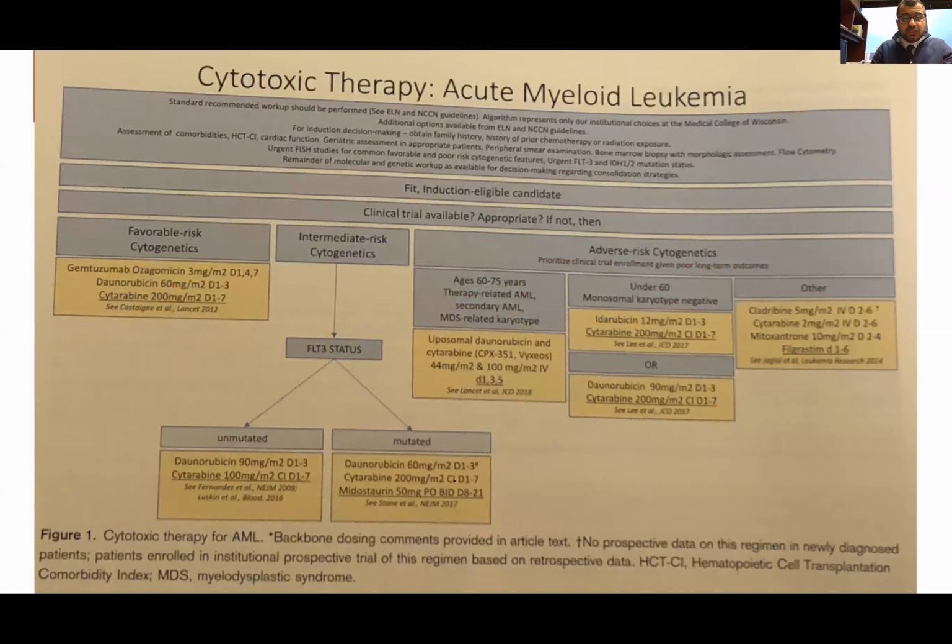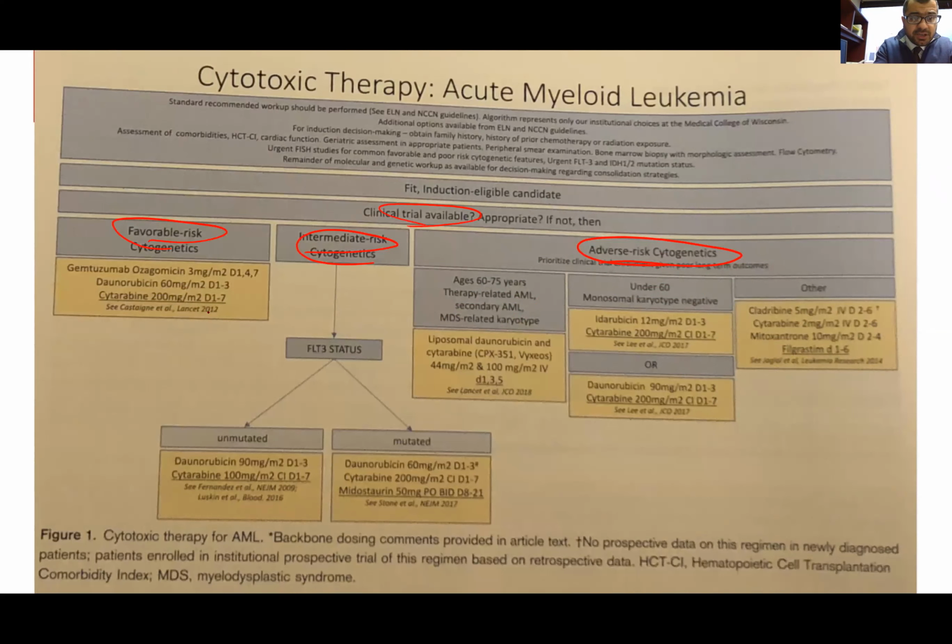And this is just a quick picture of an approach for how you break them down into favorable, intermediate, as well as adverse risk. Always, as in any academic environment, if you have a clinical trial, by all means, go for it. That's the way to go in AML. However, if you don't, or this patient doesn't fit it, then you break them down into those.